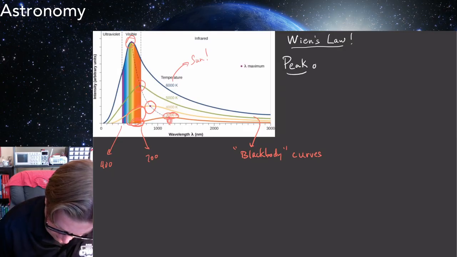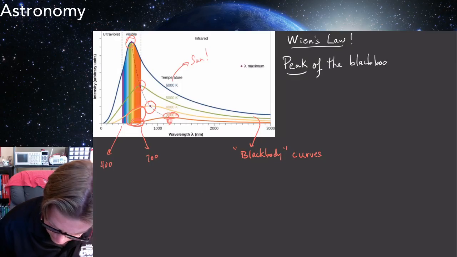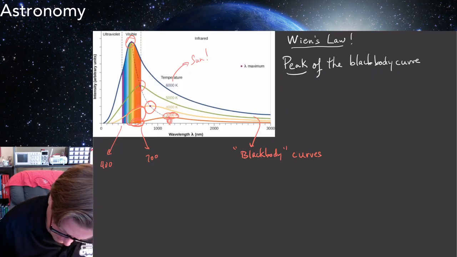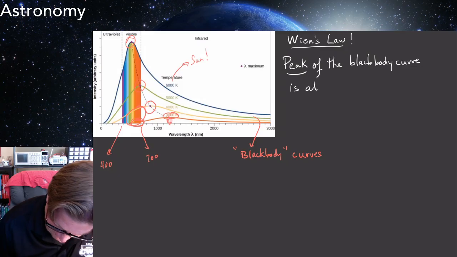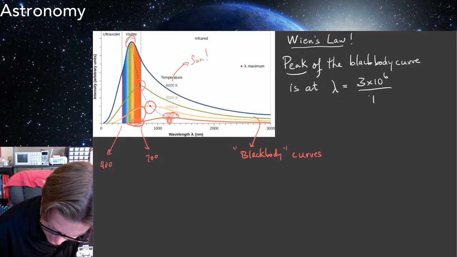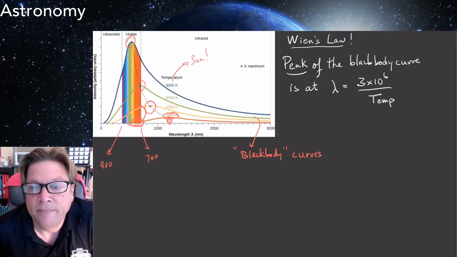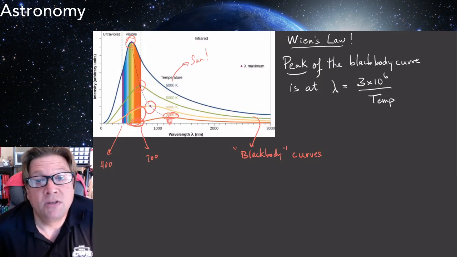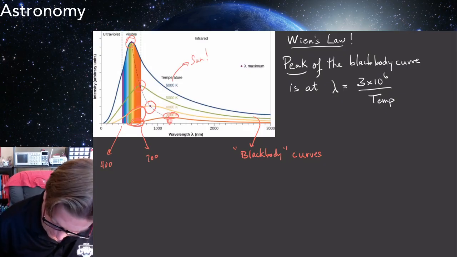The peak of the black body curve is at a wavelength that's equal to 3 million. It's actually really easy. It's 3 million divided by the temperature. Cool. And what we really do practically is we turn that around, just do a tiny bit of algebra.